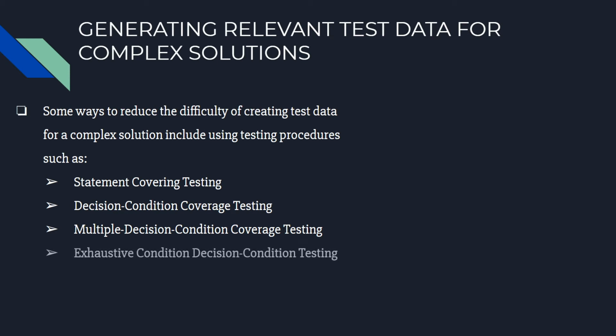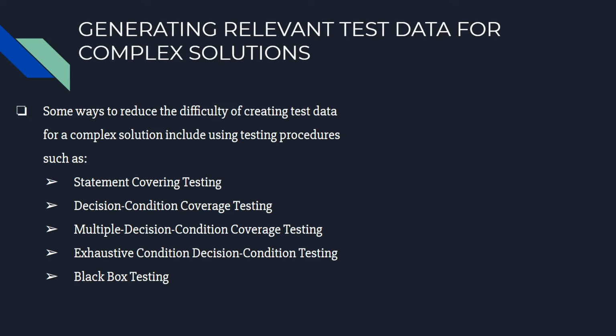Exhaustive decision condition testing, this one's a difficult one, involves creating sets of test data that examine what happens with all possible combinations of true and false outcomes for every condition. Black box testing only tests the inputs and outputs of a system. The process that achieves these results is ignored.